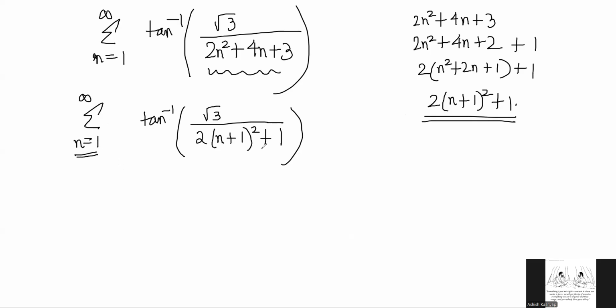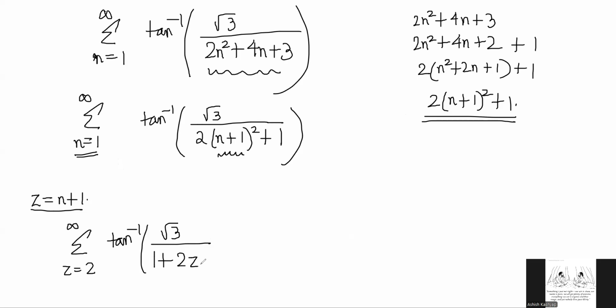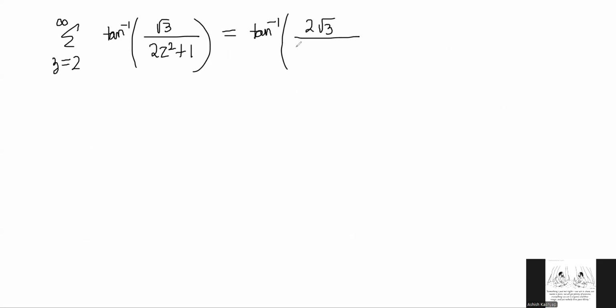Now, since the term is n plus 1 whole squared, we can take a substitution: Z is equal to n plus 1. And basically our Z starts from 2 and goes on till infinity. And we have tan inverse root 3 by 1 plus 2z squared. I'm just making it look simpler. Once I have this situation, now I'll think of how to split this. So we have summation Z goes from 2 to infinity tan inverse root 3 by 2z squared plus 1. And now I can write this as tan inverse 2 root 3 by, multiplying by 2 here also.